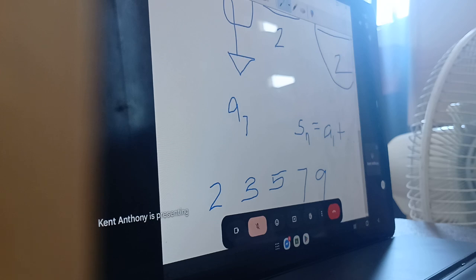Yes, Ashley. What is the pattern, Ashley? Is it 2n minus 1, sir? 2n minus 1. Now, if we substitute 1 into 2n minus 1, can it resolve to 2?